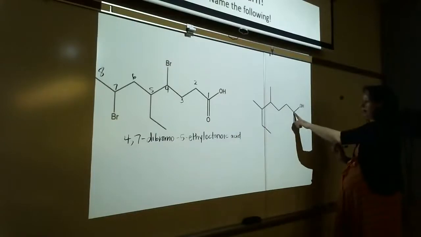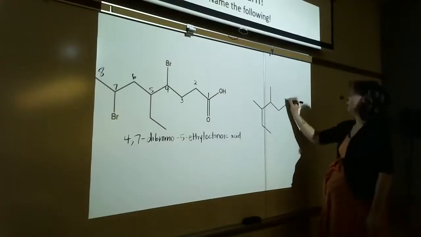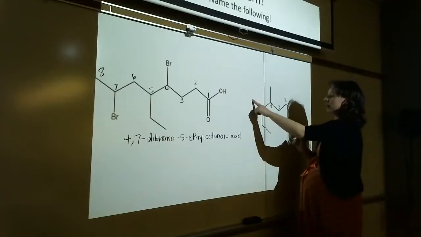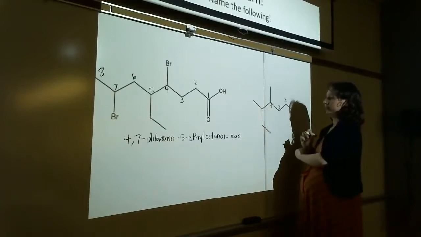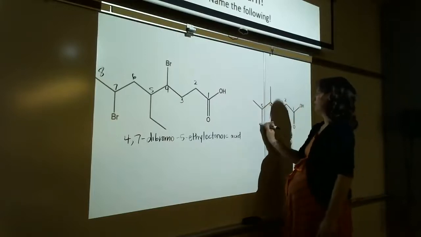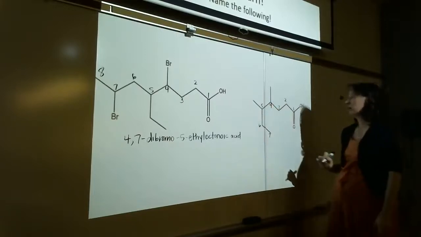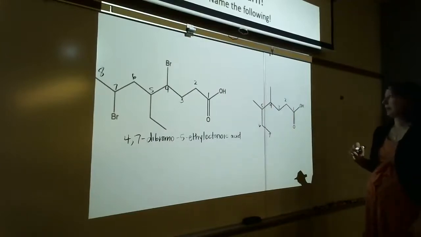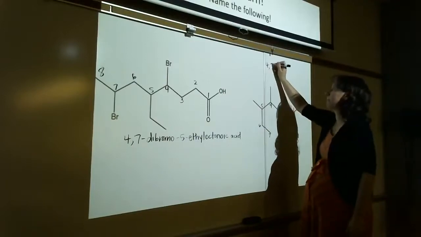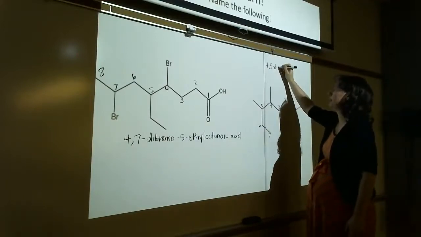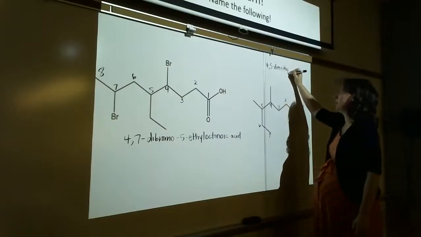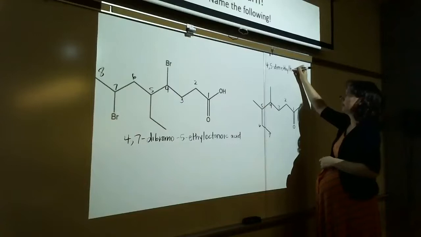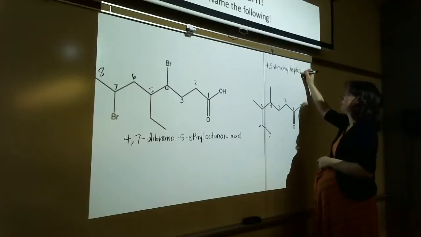And then here, again, carbon number 1's easy. 1, 2, 3, 4, 5, 6, 7. We have 7 carbons. So what's the name of this? 4,5-dimethyl, and this is a 7-carbon chain. Hexanoic acid.